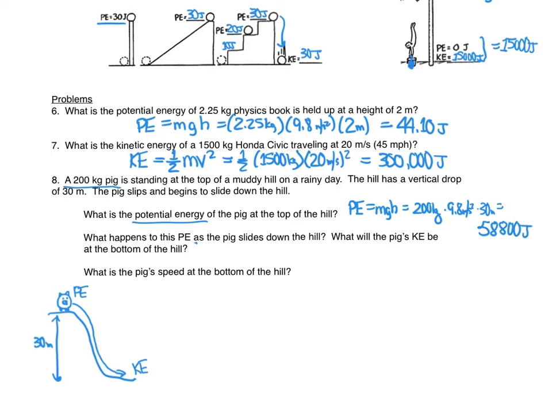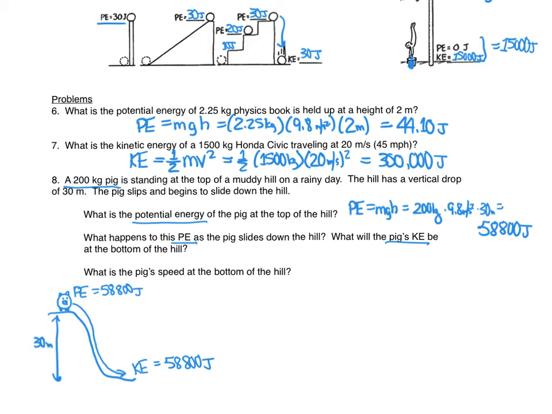What happens to this PE, and what will the pig's KE be? We just talked about that. Potential energy at the top of the muddy hill, as he slips and slides down, will be transformed into kinetic energy. So if we have 58,800 of PE up here, our kinetic energy at the bottom will also be 58,800, assuming no friction, like our energy skate park but a little more realistic.